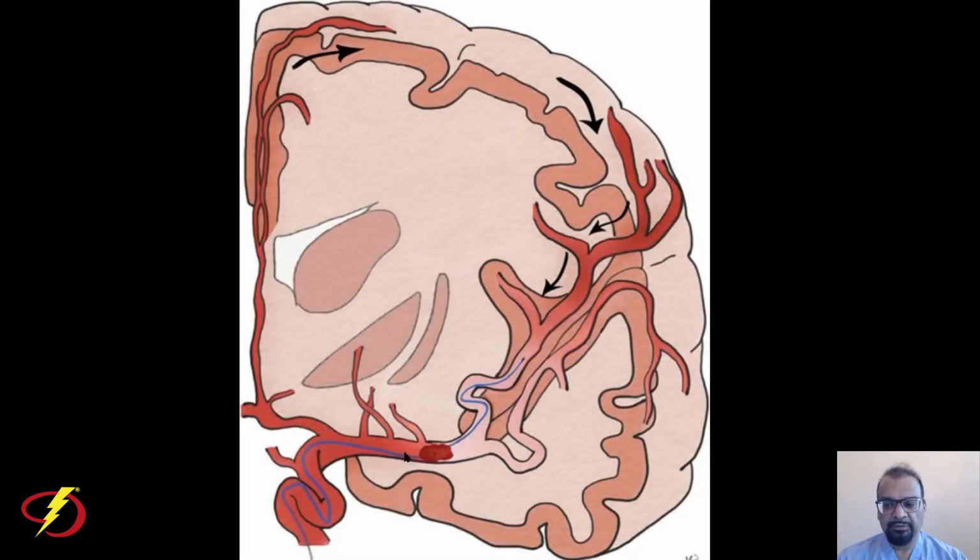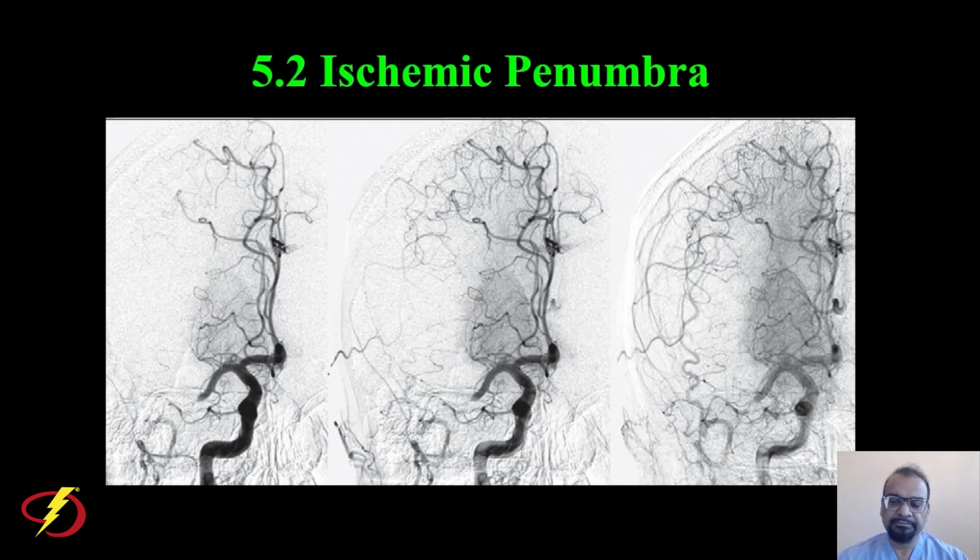Yet another example, we have an occluded middle cerebral artery again. Here's the collateral circulation going up the anterior cerebral artery through leptomeningeal collaterals down into distal branches of the middle cerebral artery. By doing so, this area of the brain can survive. This area of the brain is called the ischemic penumbra, but we have to remove this clot to restore blood flow to this area of threatened but not yet dead brain cells.